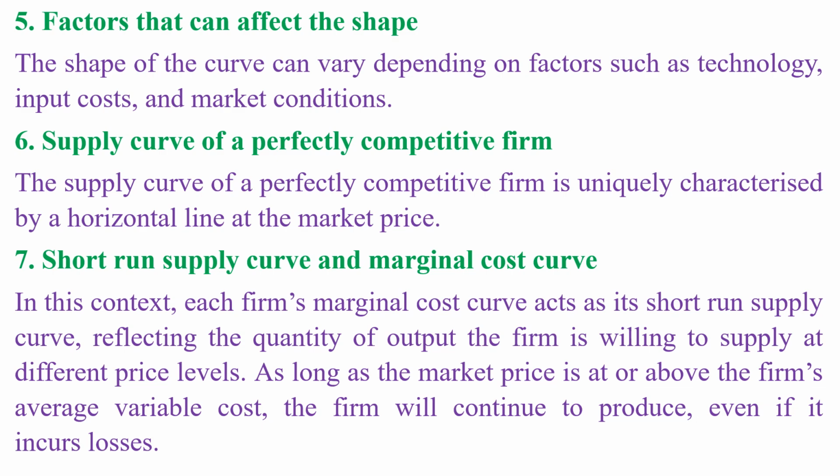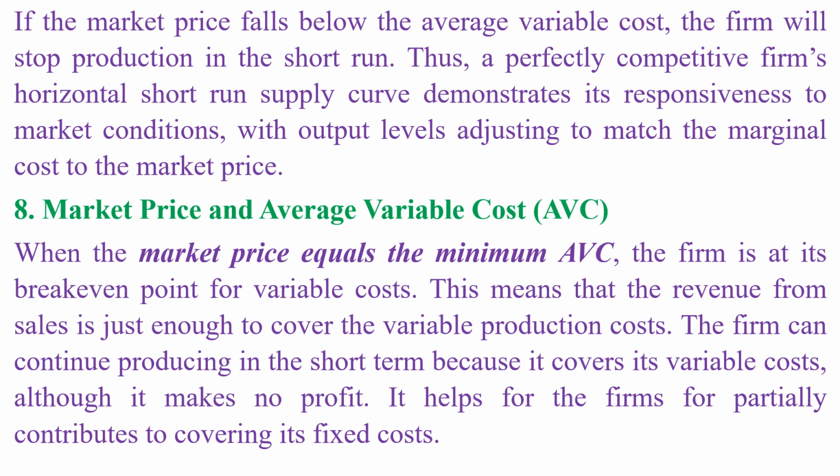As long as the market price is at or above the firm's average variable cost, the firm will continue to produce, even if it incurs losses. If the market price falls below the average variable cost, the firm will stop production in the short run. Thus, a perfectly competitive firm's horizontal short-run supply curve demonstrates its responsiveness to market conditions, with output levels adjusting to match the marginal cost to the market price.